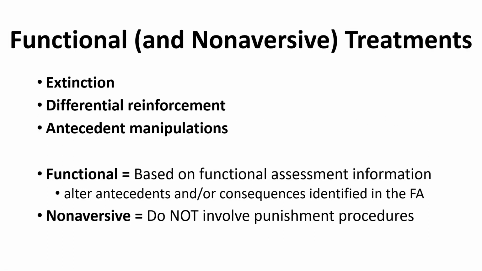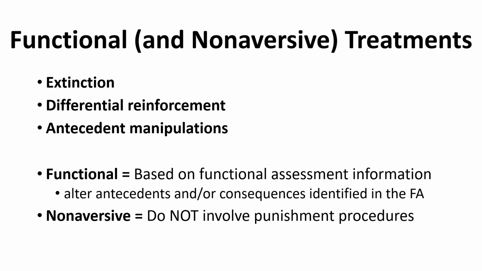Now, when most people think about trying to stop problem behaviors, the first thing that pops into their minds is punishment. Punishment is one way that you can decrease the likelihood of a behavior occurring in the future, but so is extinction. So we're going to talk about some functional and non-aversive treatments, things like extinction, differential reinforcement, and antecedent manipulations, before we actually get into punishment. That's because these types of functional and non-aversive treatments are preferred to punishment.